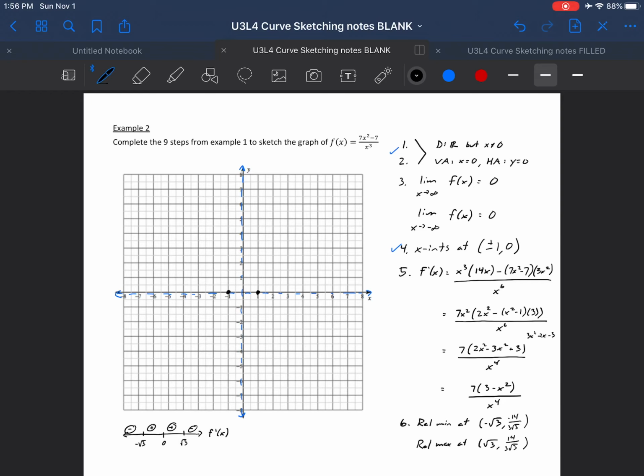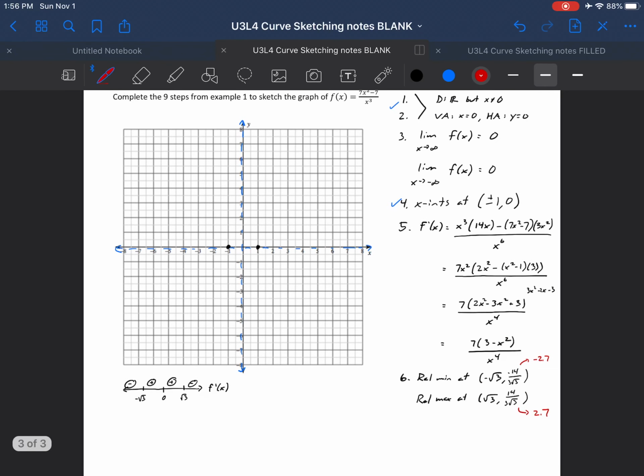3 root 3. And the Inspire is saying that's about, let's say 2.7 roughly, right? So these are roughly, this is negative 2.7 and this is positive 2.7 roughly. Okay. So yeah, let's plot those now.